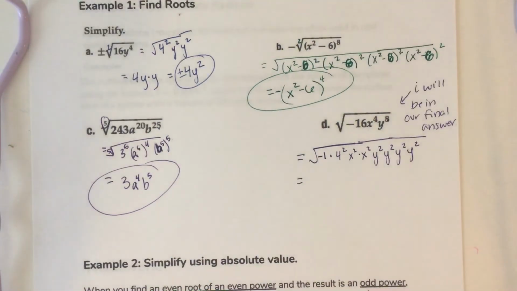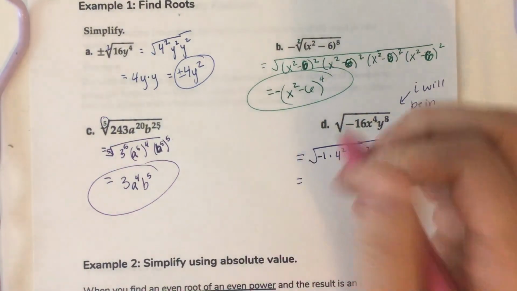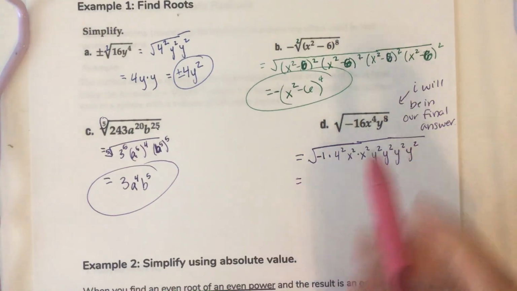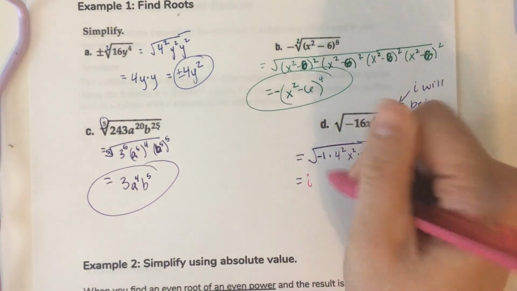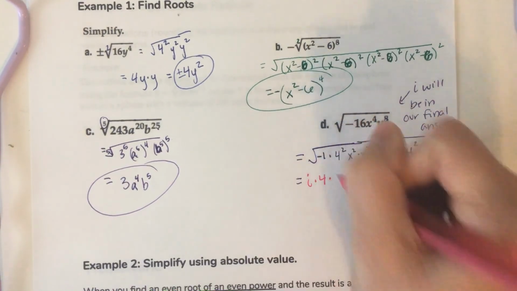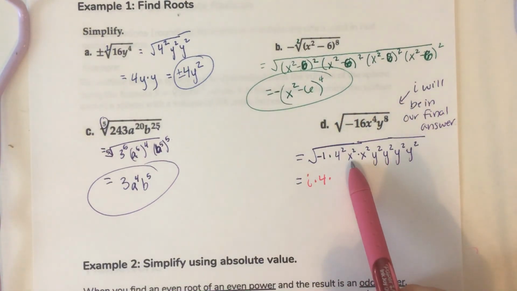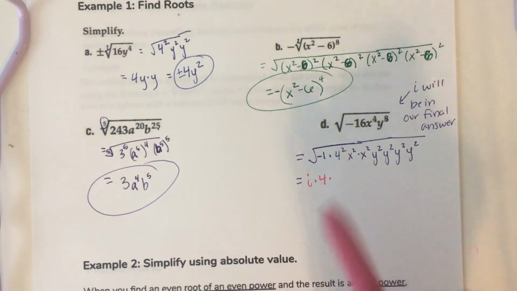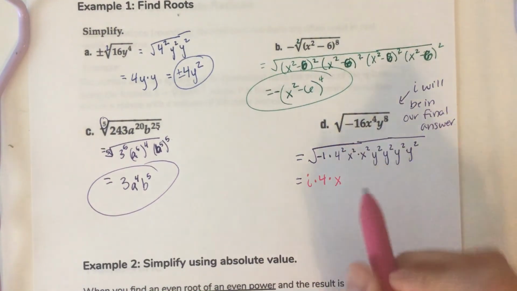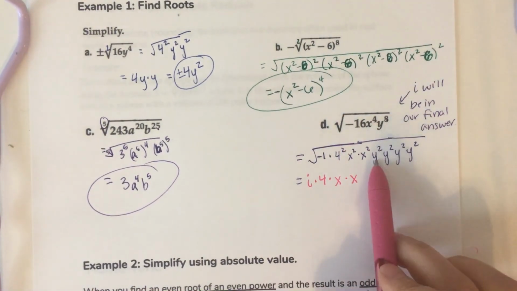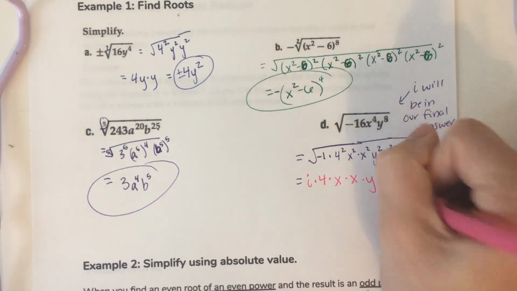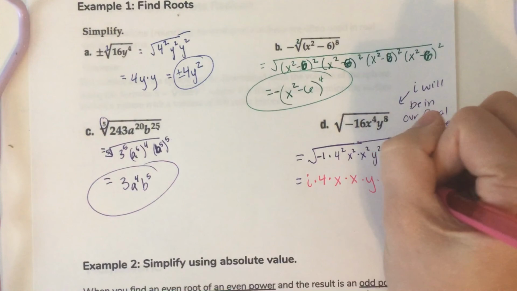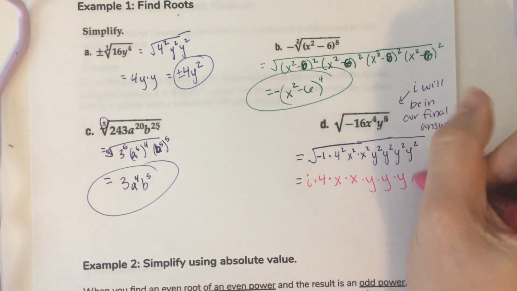So again, I'm just taking the longer route and breaking this down, not trying to skip steps like I kind of did in the last example. Well, the square root of -1 is going to be i. We know that. Square root of 4 squared is just 4. Remember, we multiply everything out in front. I have square root of x squared is just x. Square root of x squared is just x. Square root of y squared is just y, three times. Are you guys seeing the pattern?